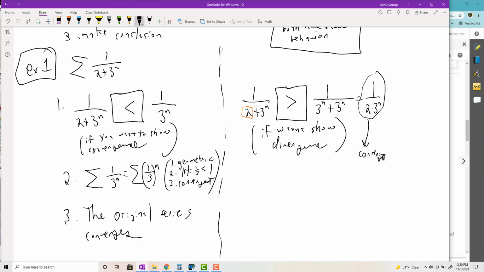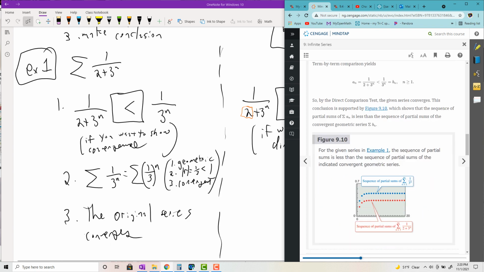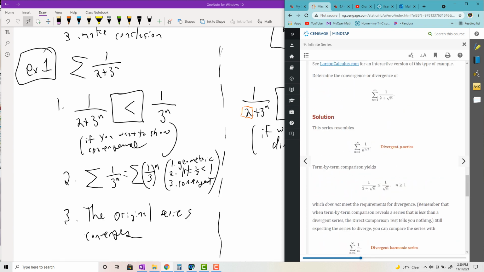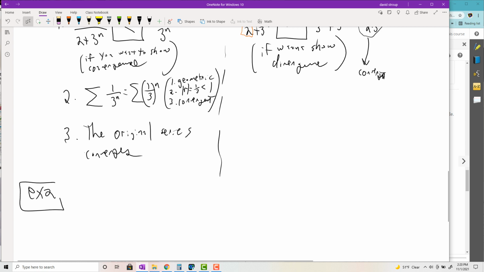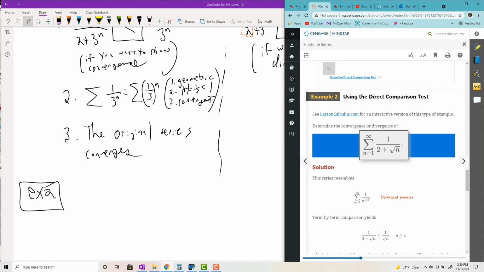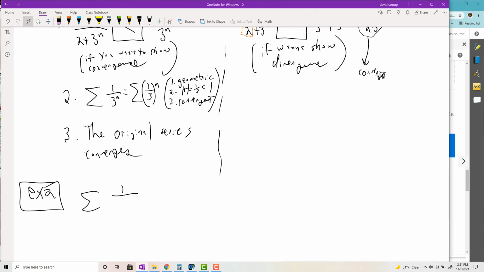Okay. Let's look at the second example in the book then. And I think this will have to go in the other direction, right? Because I have the feeling that this thing's going to be divergent, so I want to compare it to a series that has terms that are less than the terms of this series. So let's look at example 2 then, and go with that. So 1 all over 2 plus square root of n. A series of 1 all over 2 plus square root of n.